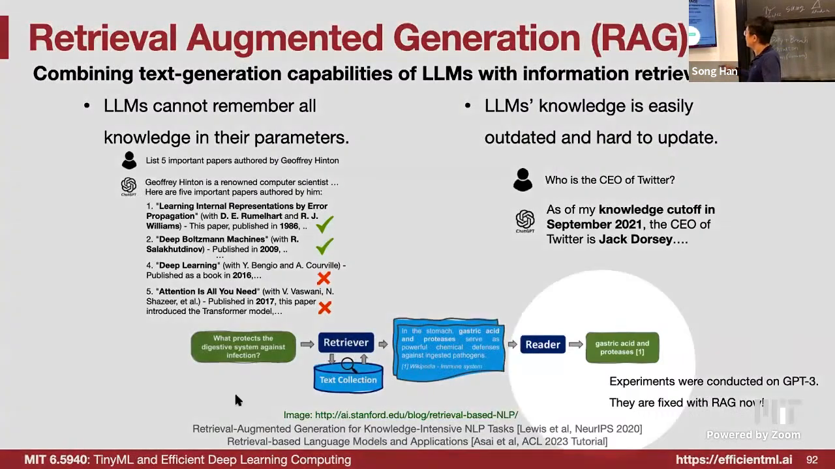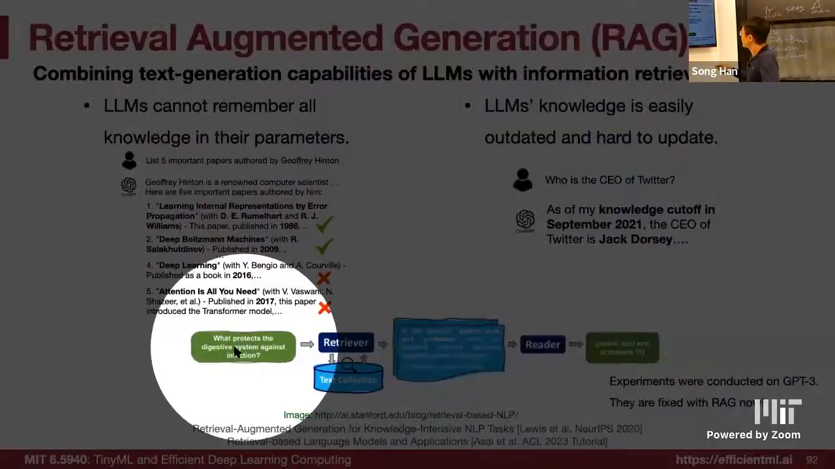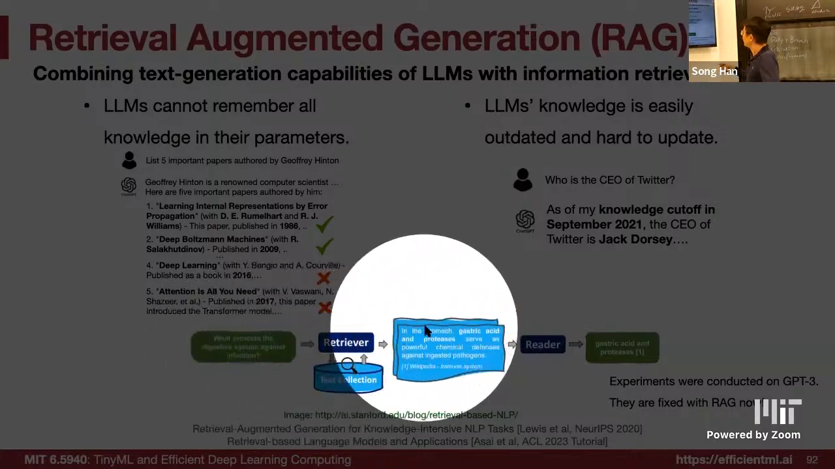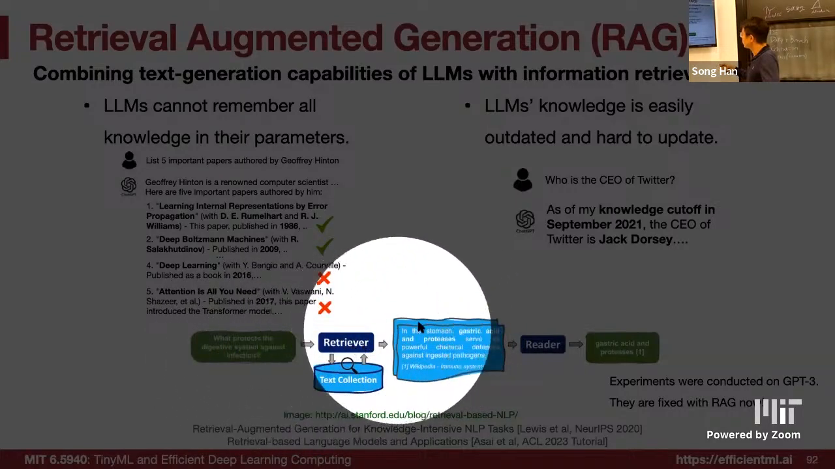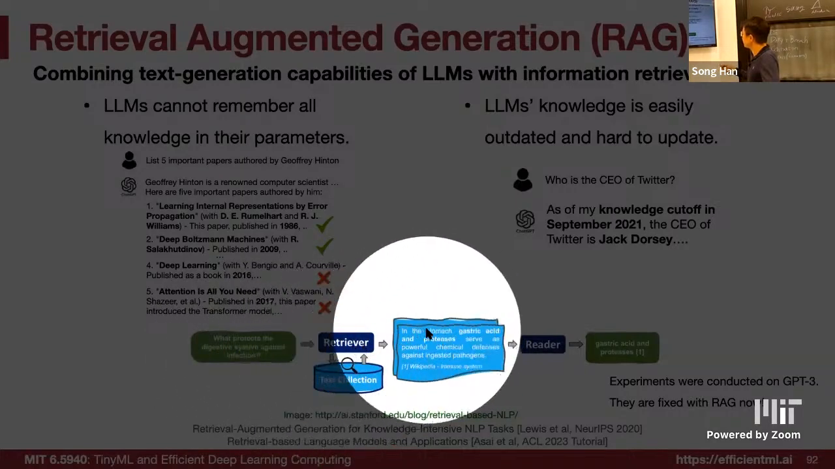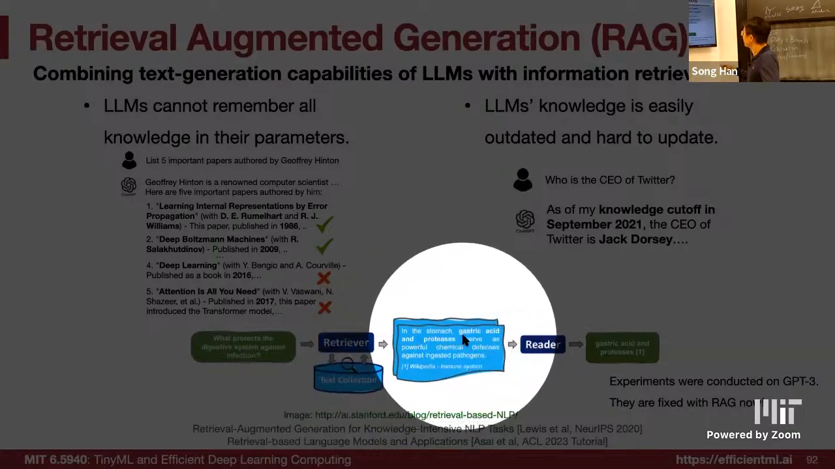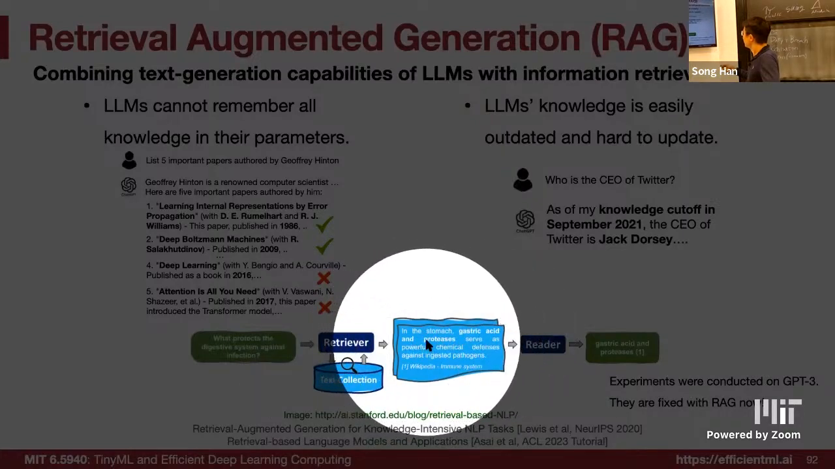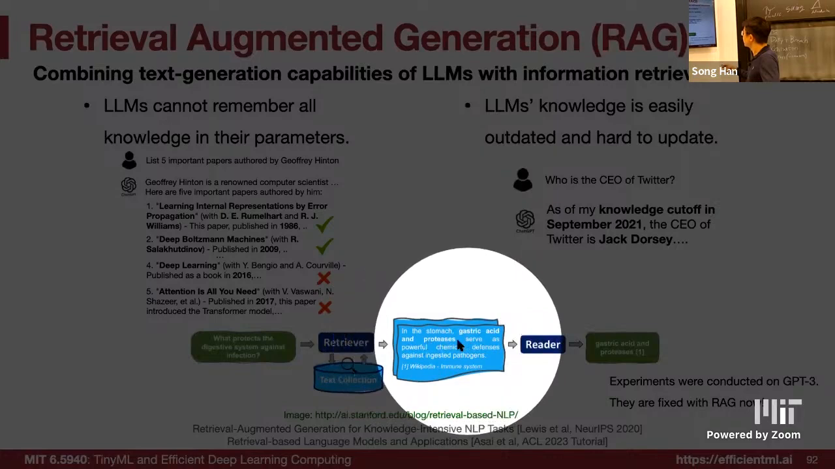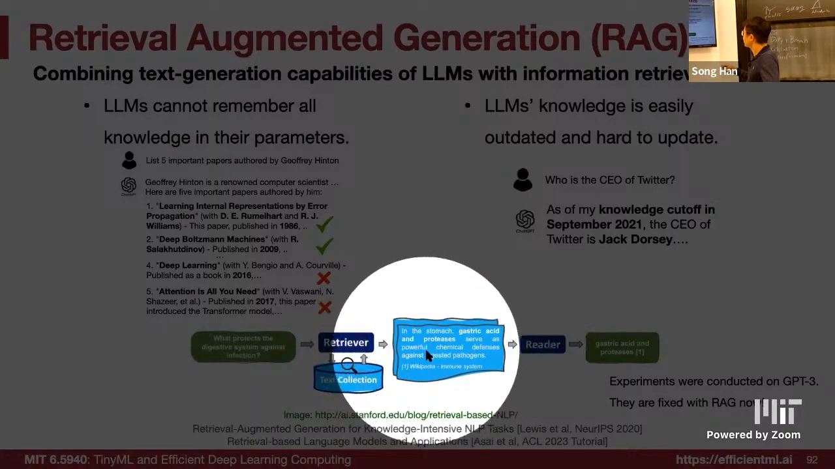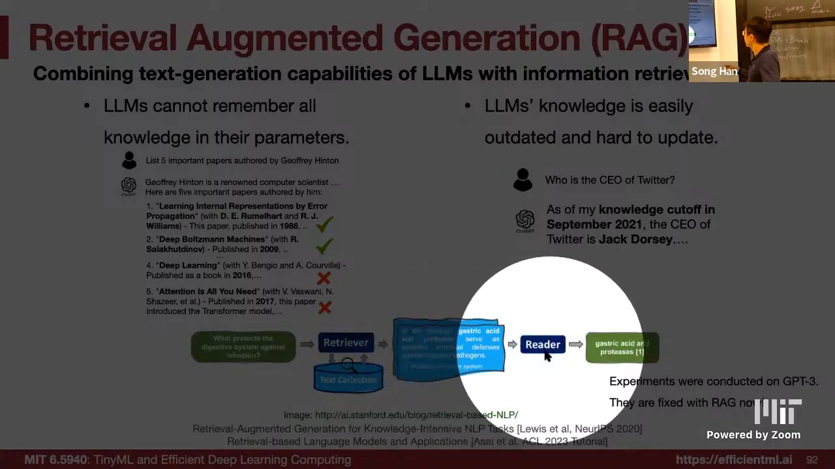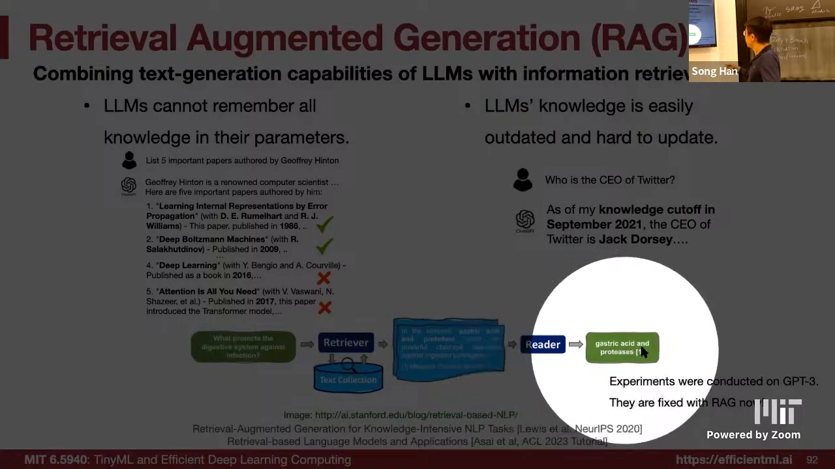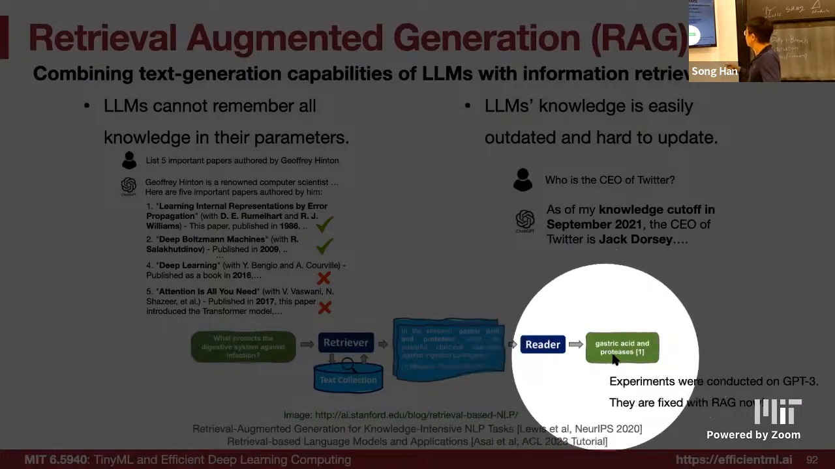For example, what protects the digestive system against infections? And here, it retrieved a piece of text from the database: in the stomach, gastric acid and proteases serve as powerful chemical defenses against ingested pathogens. And the reader will say, answer through the large language model, it will say gastric acid and proteases.